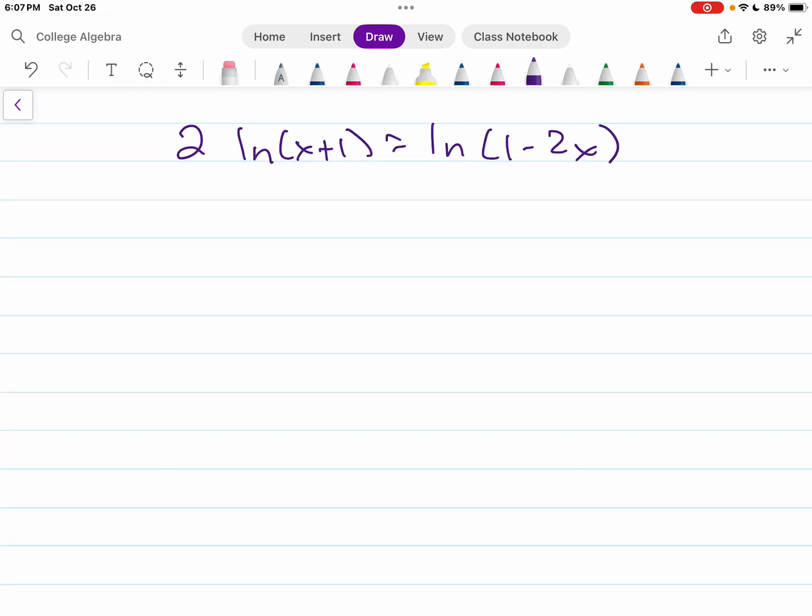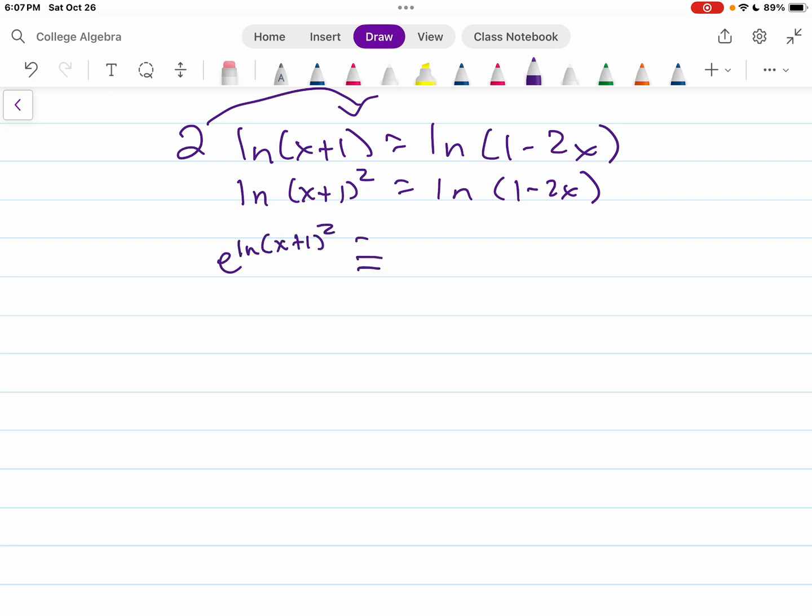So let's go through and use a property, the reverse power rule, to bring that up top. So ln of x plus 1 quantity squared equals ln of 1 minus 2x. Using our power property for inverse, e to the ln of x plus 1 quantity squared equals e to the ln of 1 minus 2x. And then the e to the ln's cancel, and I get x plus 1 quantity squared equals 1 minus 2x.